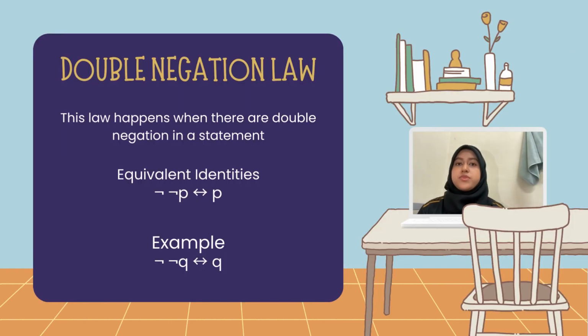Double negation law. This law happens when there is a double negation in a statement. The equivalent identity is not not P is equivalent to P. The example is not not Q is equivalent to Q.